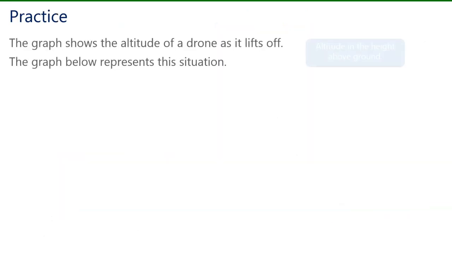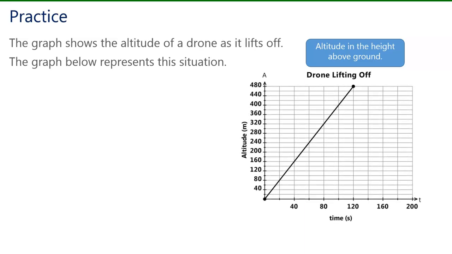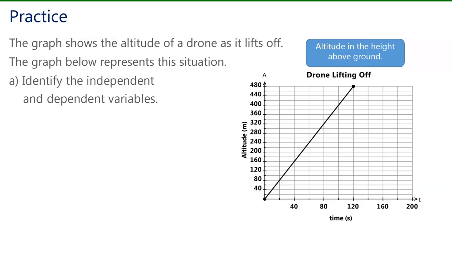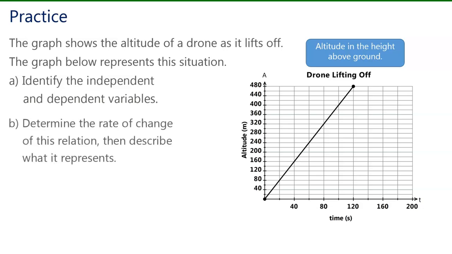Here's some practice. The graph shows the altitude of a drone as it lifts off. The graph below represents this situation. Altitude is the height above ground. First, we need to identify the independent variables and the dependent variables. Next, we need to determine the rate of change of this relation, then describe what it represents.